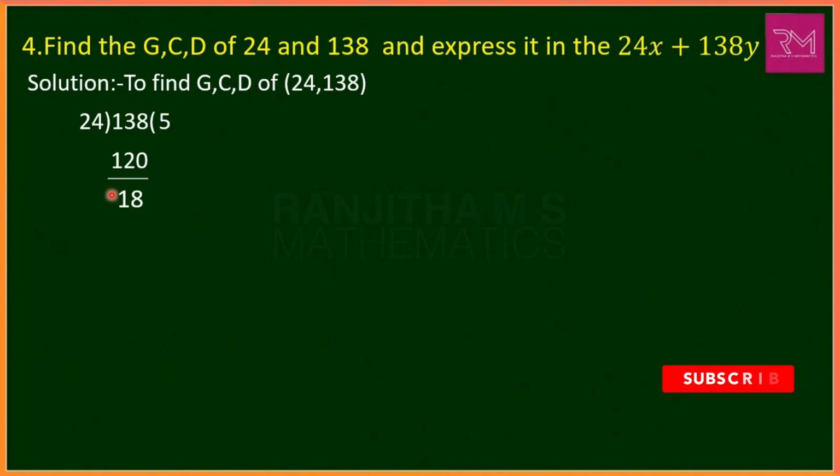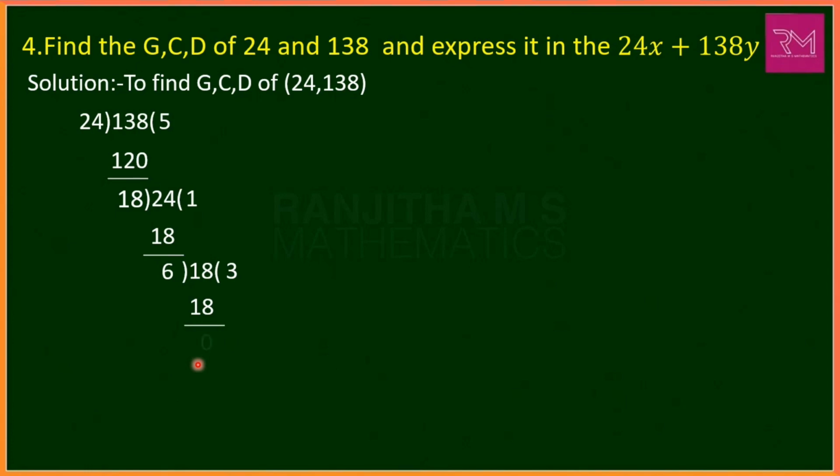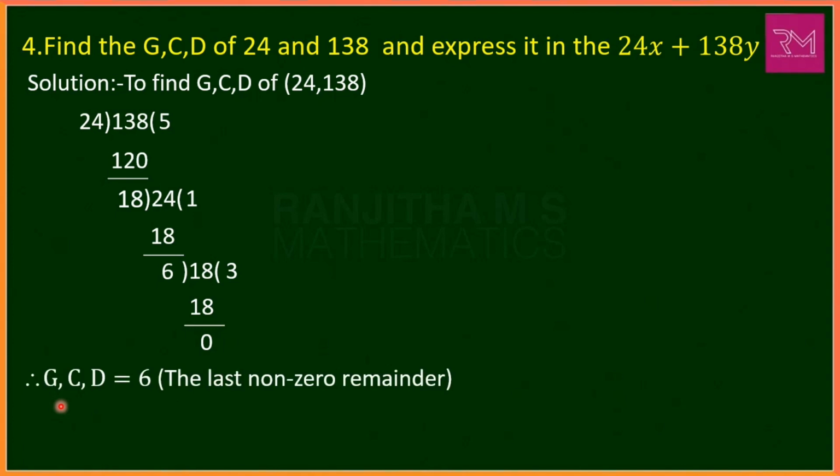Next step, we divide the divisor 24 by the remainder 18. We know that 18 into 1 is 18, and the remainder is 6. Next, we divide the divisor 18 by 6. We know that 6 into 3 is 18, and 18 minus 18 is 0. Therefore we get a remainder of 0, so we stop the division method. We conclude that the last non-zero divisor is the greatest common divisor. Therefore, the GCD is 6.